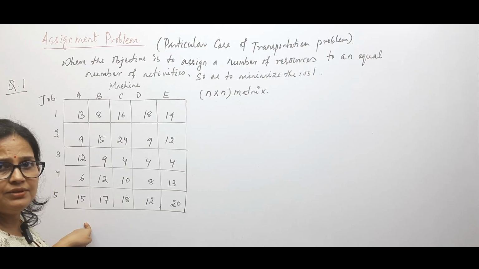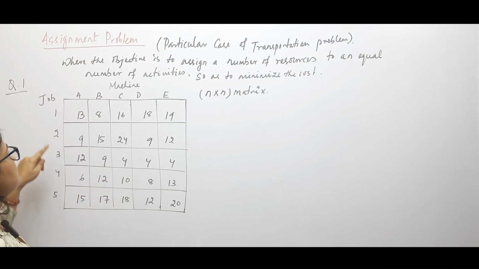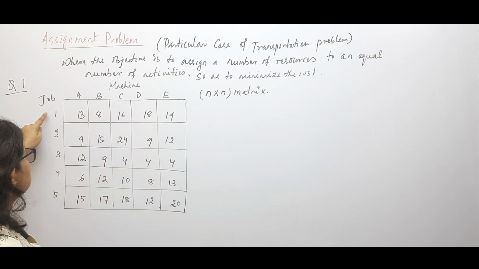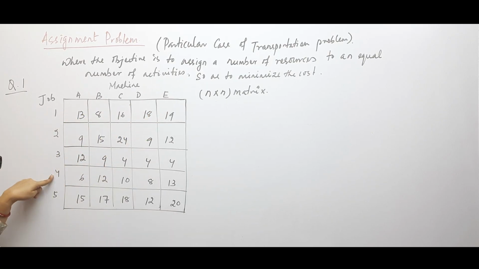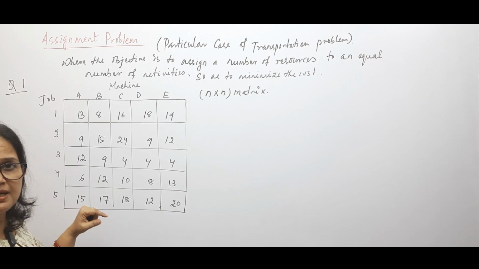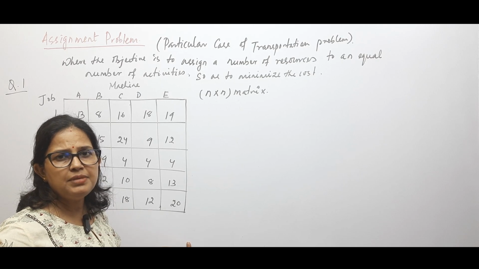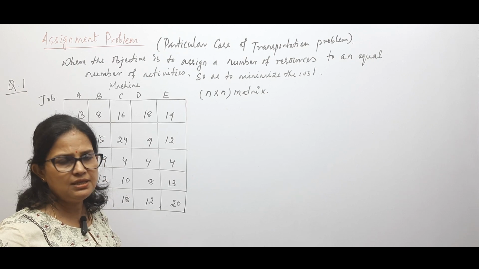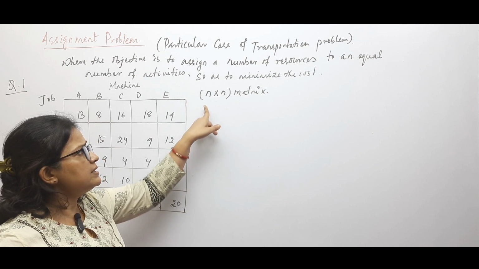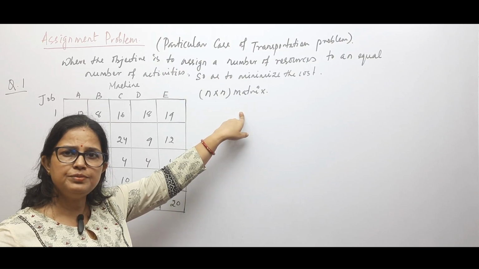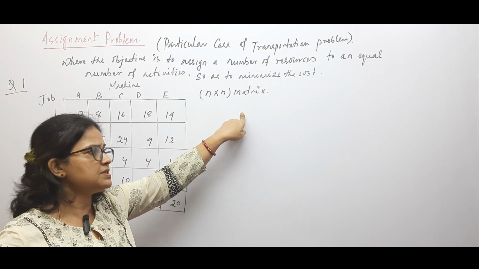So I have taken one example here. This is an example. These are the machines. These are the jobs 1, 2, 3, 4, 5. This is a balanced case. First we need to check whether this is a balanced matrix or an unbalanced matrix. A balanced matrix means it should have an n into n matrix. The number of rows would be equal to the number of columns.